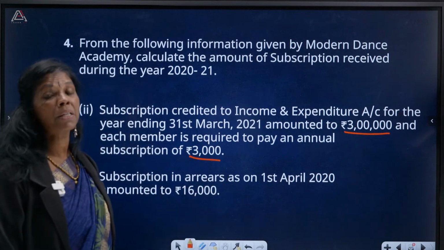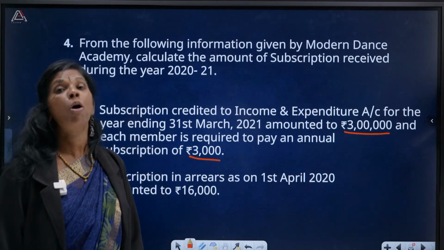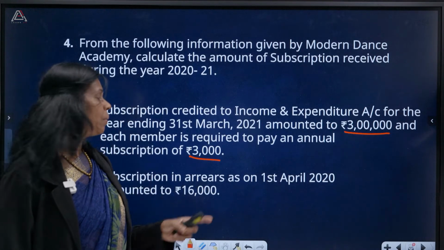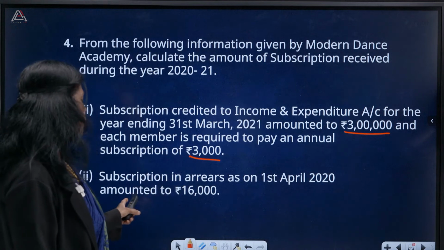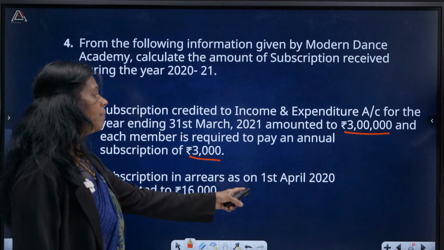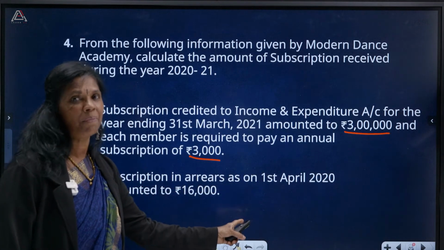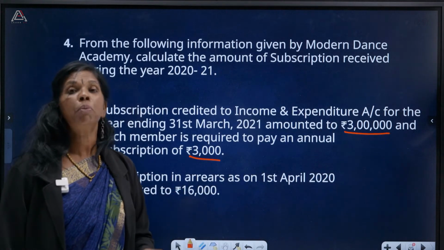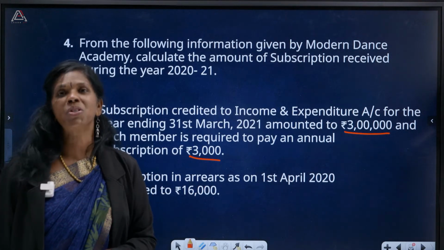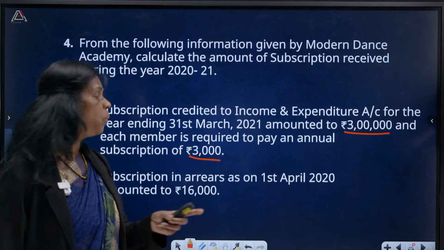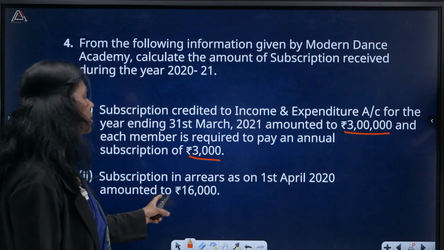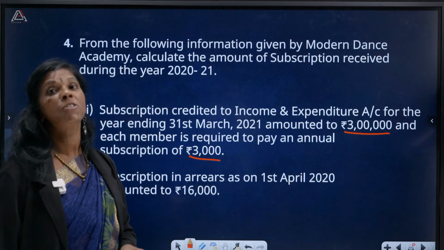So annual subscription each member is liable to pay is how much? 3,000. Then subscription in arrear on 1st April 2020 amounted to rupees 16,000. This is opening outstanding. Arrear means outstanding, an amount due for payment but not yet paid. It is known as arrear or it is known as outstanding. We already learned that one. Okay, so subscription in arrear as on 1st April 2020 amounted to rupees how much?